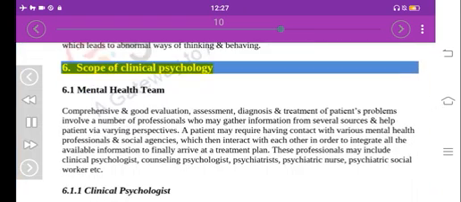6. Scope of clinical psychology. 6.1 Mental health team. Comprehensive and good evaluation, assessment, diagnosis and treatment of patients' problems involve a number of professionals who may gather information from several sources and help the patient via varying perspectives. A patient may require having contact with various mental health professionals and social agencies, which then interact with each other in order to integrate all the available information to finally arrive at a treatment plan. These professionals may include clinical psychologist, counseling psychologist, psychiatrists, psychiatric nurse, psychiatric social worker, etc.